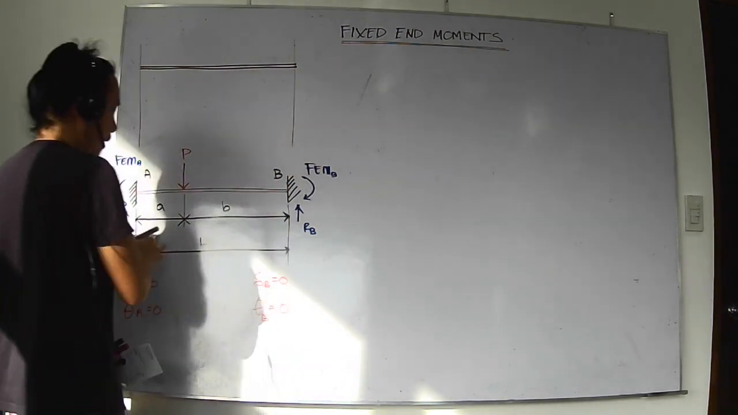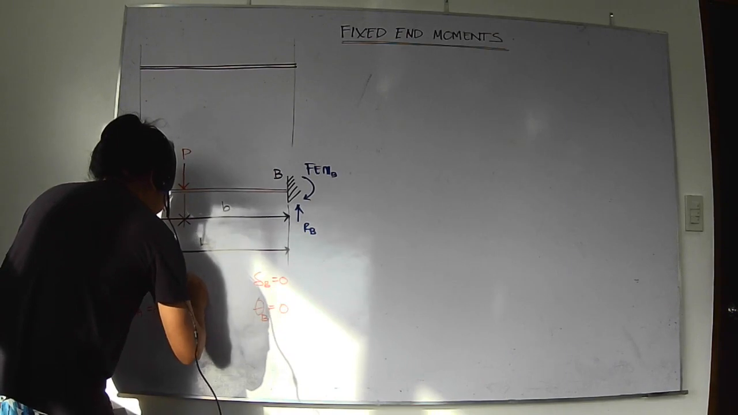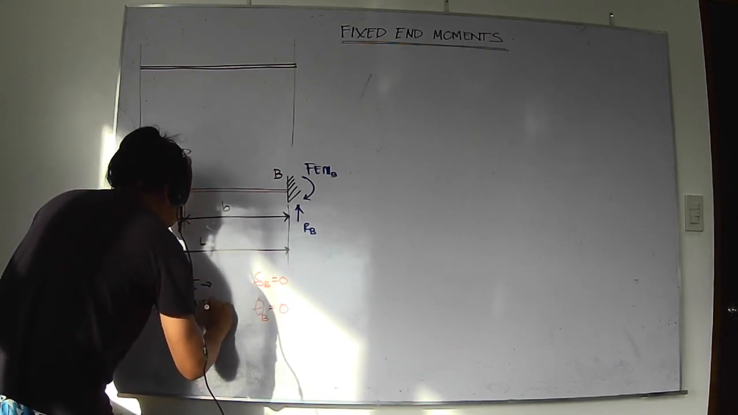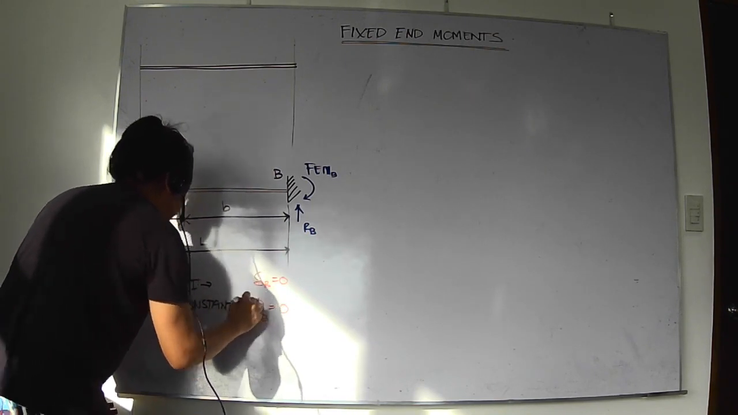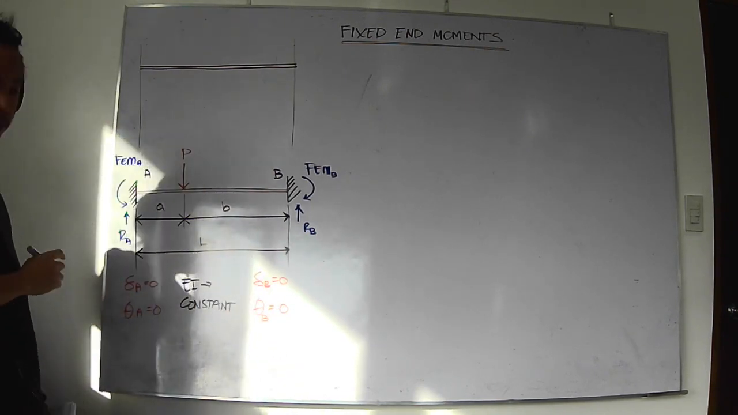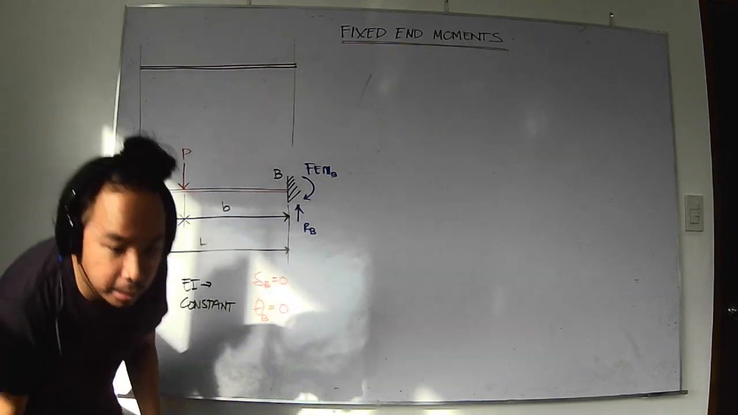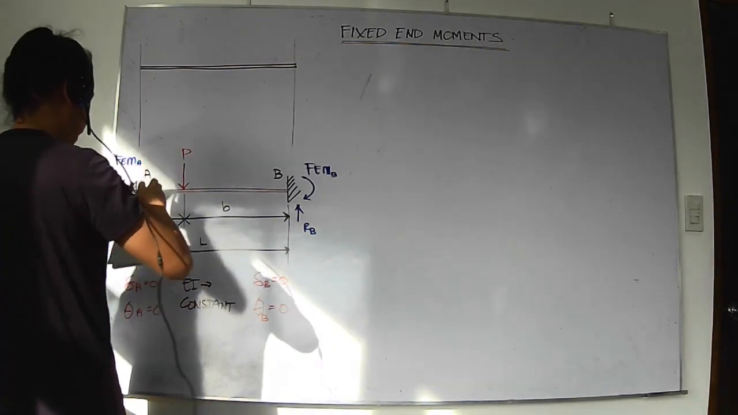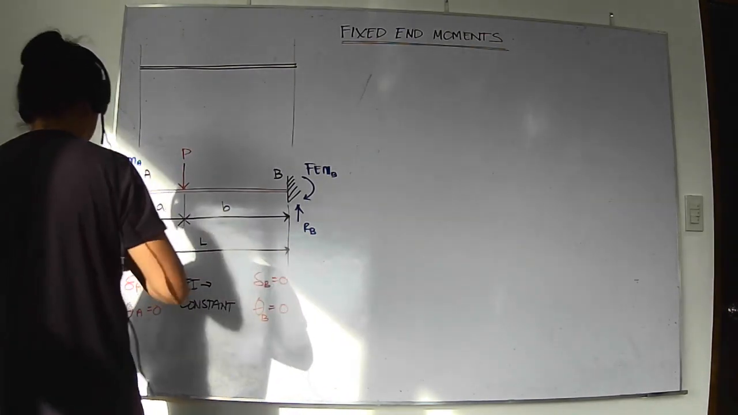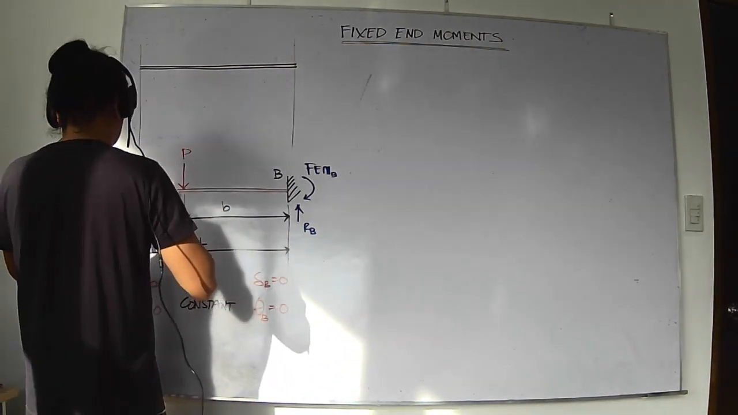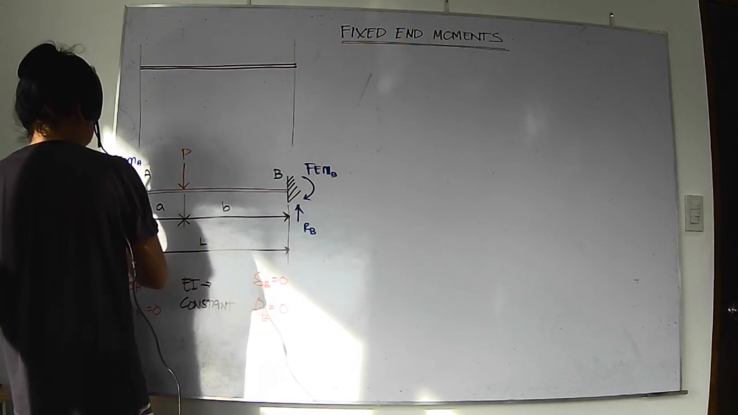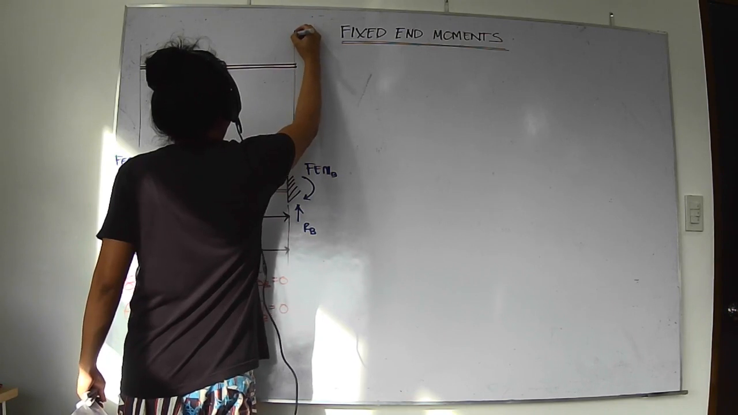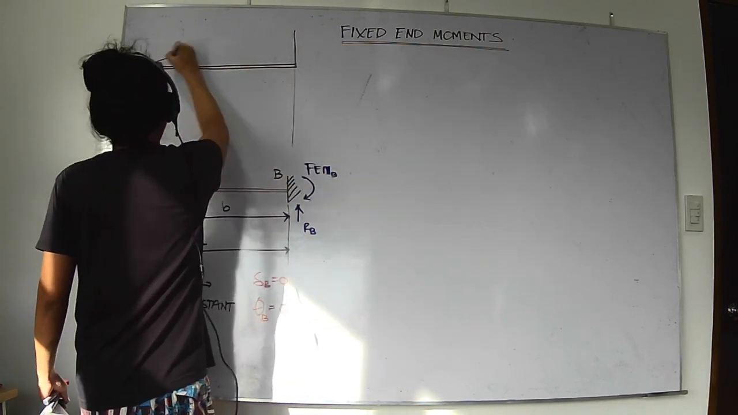Assuming, by the way, that EI is constant throughout the beam. EI is constant, it does not change. If that's the case, then the moment diagram by parts should look like this.